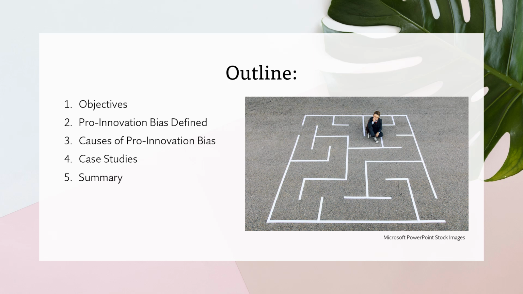In order for you to have a game plan, or this is our sequence of events, here's our outline. First, we had our objectives that we already went over. Next, we will go over pro-innovation bias defined, the causes of pro-innovation bias, some case studies, and then a summary of what we learned.